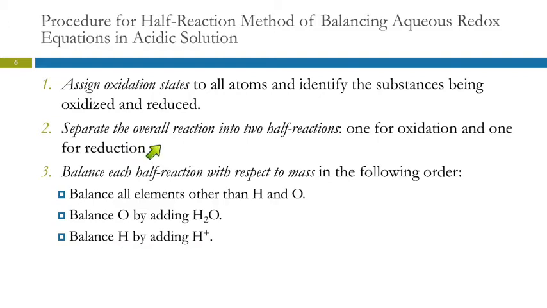We're going to separate the overall reaction into two half reactions. One will be oxidation, one will be reduction. We don't actually have to identify them, and that's why we don't have to do number one. So we're going to balance each of those half reactions for mass first. And here we're going to balance everything but hydrogen and oxygen, and then we're going to balance the oxygen by adding water, and balance hydrogen if we need to by adding hydrogen ions. And the reason that we're adding water or hydrogen ions is because we're doing this in an aqueous solution and it's acidic. There are hydrogen ions present.